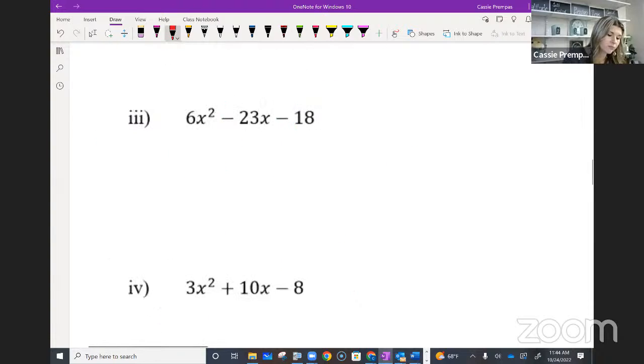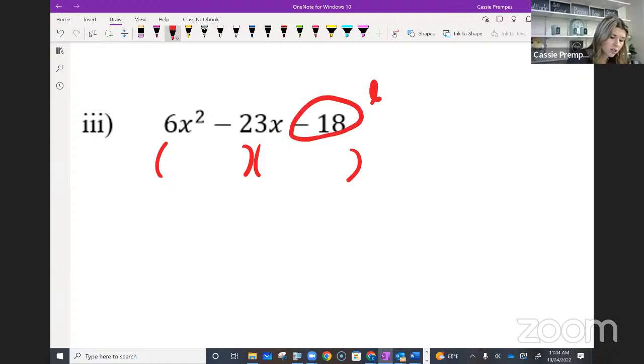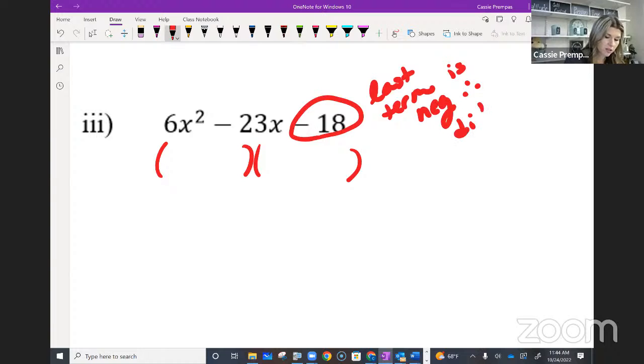Number 3. I'll just tell you guys there is no GCF because 23 is a prime number. So let's jump to the parentheses. Start with the last term. Which one's the last term? Negative 18, good. The last term is it negative or positive? Negative. Therefore, are we going to have different signs or the same signs? Different signs. So one's going to be plus, one's going to be minus. It doesn't matter where you put them to start with.